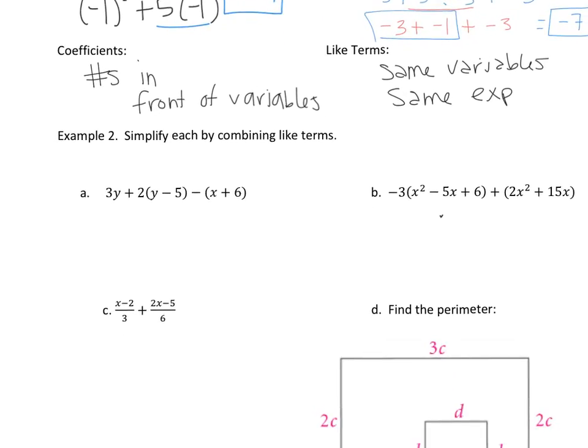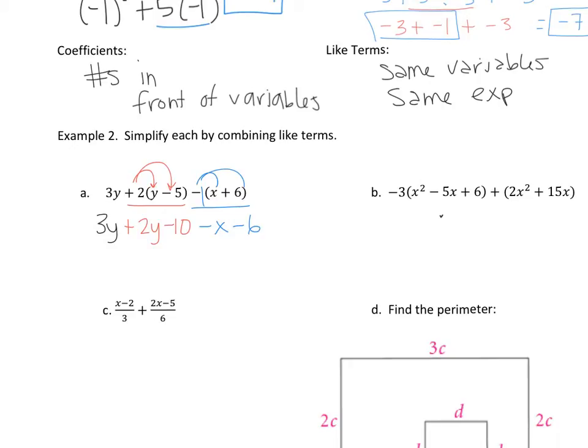Example 2, simplify by combining like terms. So this one I'm going to use the distributive property twice right here. So I'm going to copy down the 3y, but then I'm going to distribute this part. So it's going to be plus 2y minus 10. And this negative one out front changes each of these to a negative.